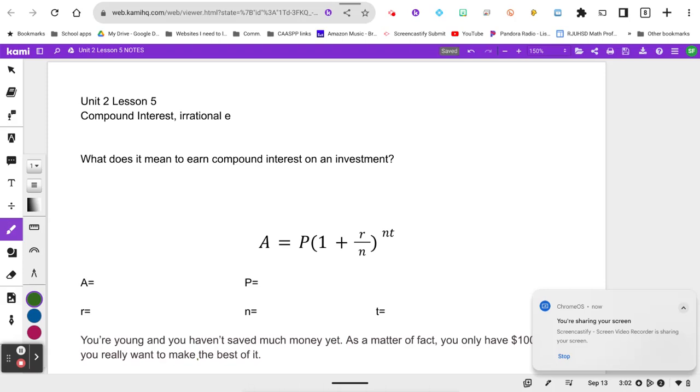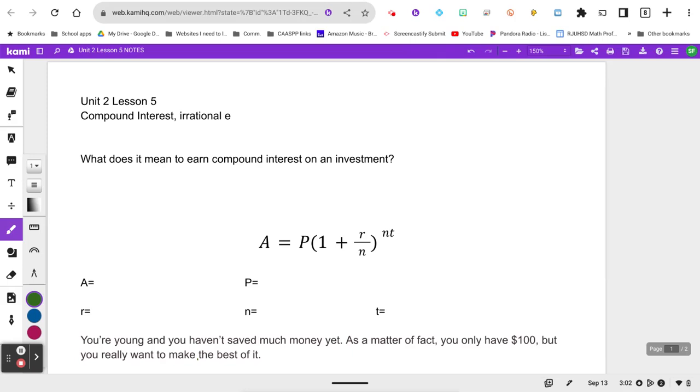Hi, we're going to be working on Unit 2, Lesson 5. This is compound interest and irrational E. So what does it mean to earn compound interest on an investment?